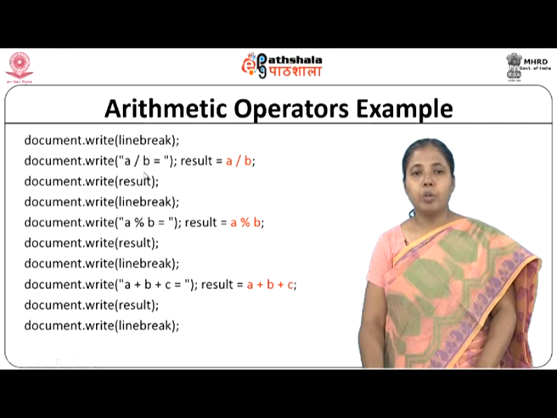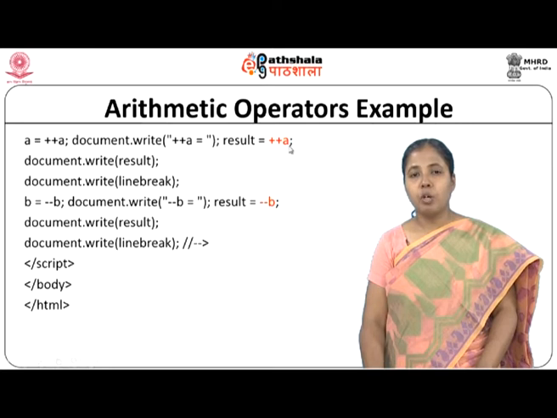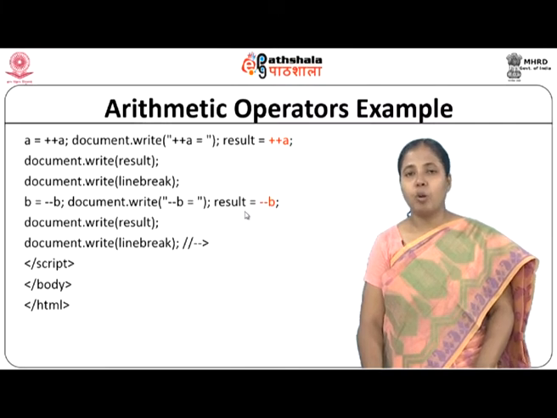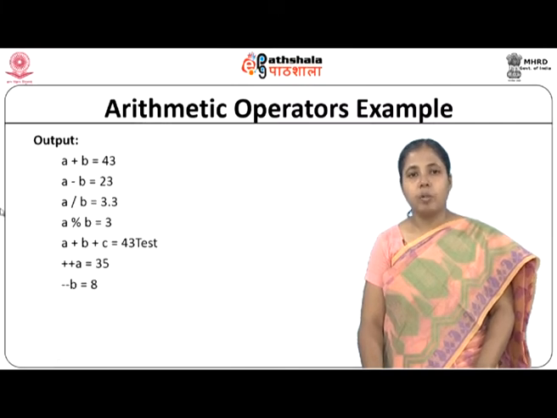Now, you try to print the value of the different operators that are used in this example. We can use the increment operator and then you can find out the value getting incremented. The value of A is getting incremented. Here the value of B is getting decremented. So, just like other languages, this also supports the arithmetic operators and you can use these operators for coding your script. So, the output of the code is displayed like this.